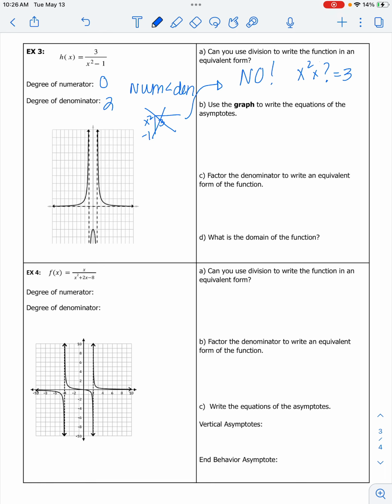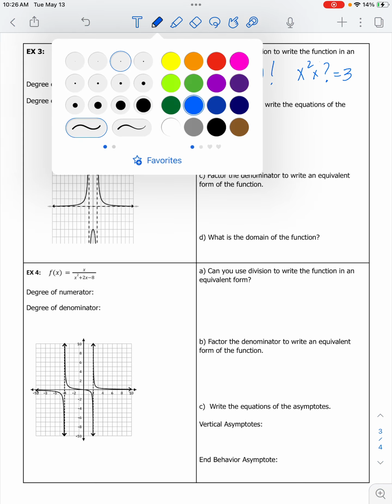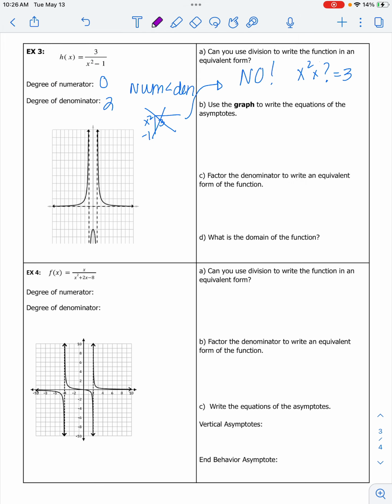Okay, so if we can't divide it, how are we going to start graphing these functions? Because it's not in transformation form, as you can see. Yes, we have a 3. That could be an a value, if you think about it, but the fact that we have an x squared in the denominator means this is no longer transformation form. So let's look at how the graph has our asymptotes. Okay, so this should look very different than the graphs that we've been doing together.